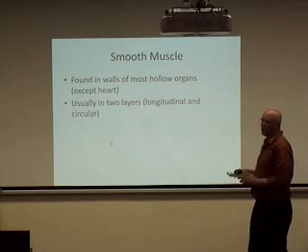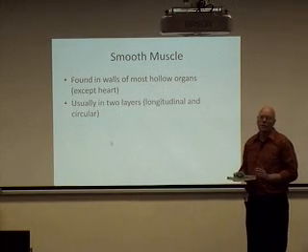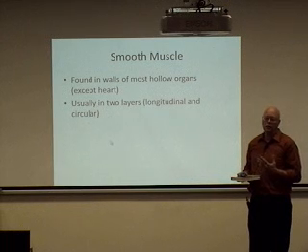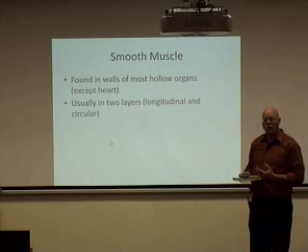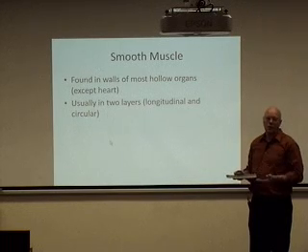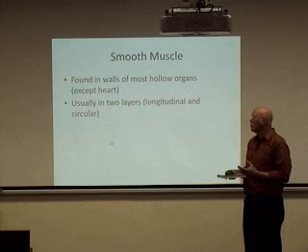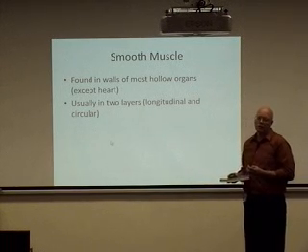Now, smooth muscle. Up to now we've been talking about skeletal muscle. Skeletal muscle is the muscle that's attached to our bones through tendons and ligaments. It's under voluntary control. So when I'm moving my arms or my legs, or even when I'm talking, that's skeletal muscle. Smooth muscle is very different than skeletal muscle.